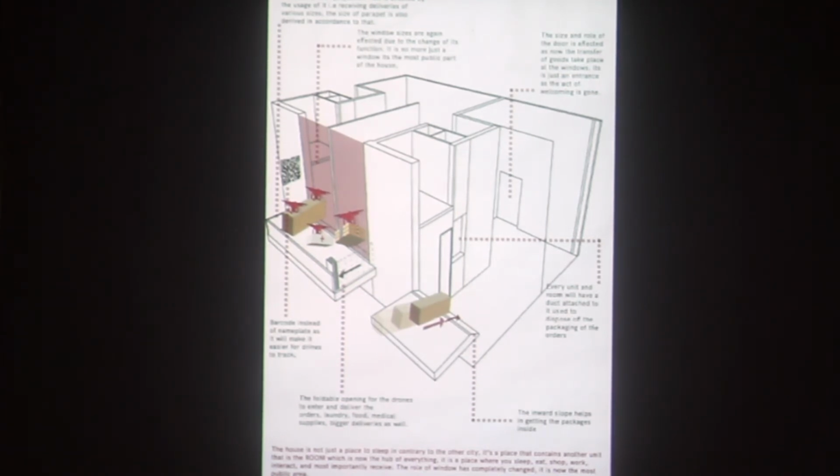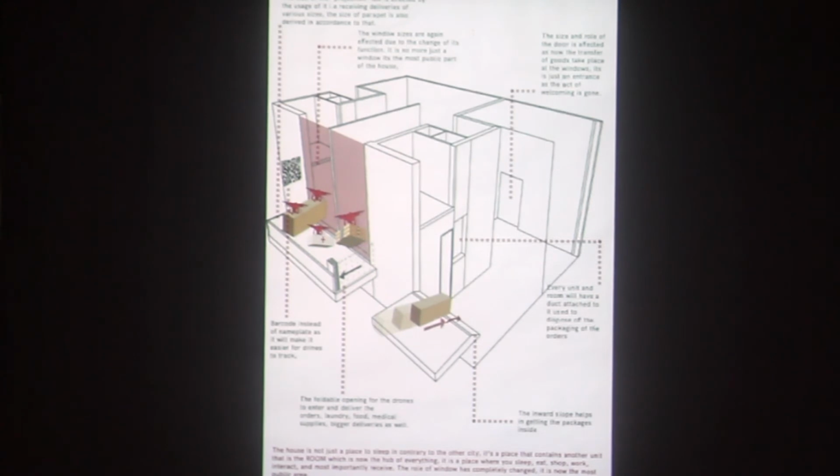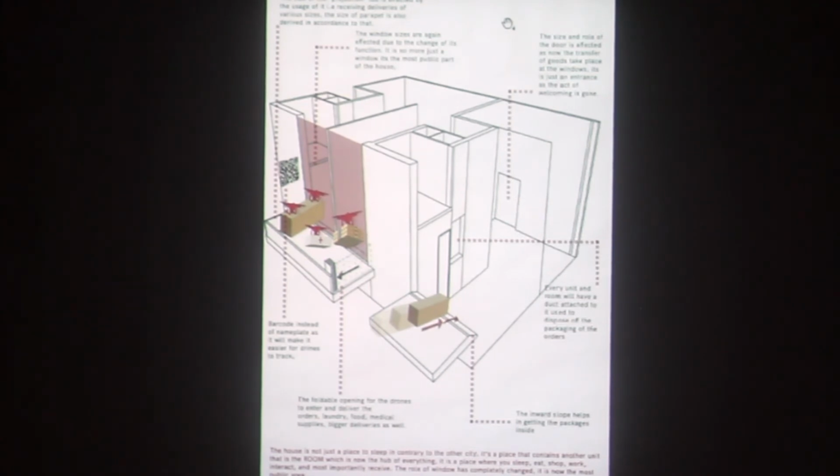So here I'm showing that the window size is again affected due to the change of its function, and it no more acts just as a window. It's more of a public area for the house, because here is where you deliver everything, which is in contrast to what we are currently living in, where the veranda is one of the most private areas if it's at the back. And the size of the projection is affected by the kind of delivery goods coming in, and it's pretty wide. There is a foldable door from where the drones can enter, and the sill detail is at a slant, so the bigger packages can directly slide into the room.